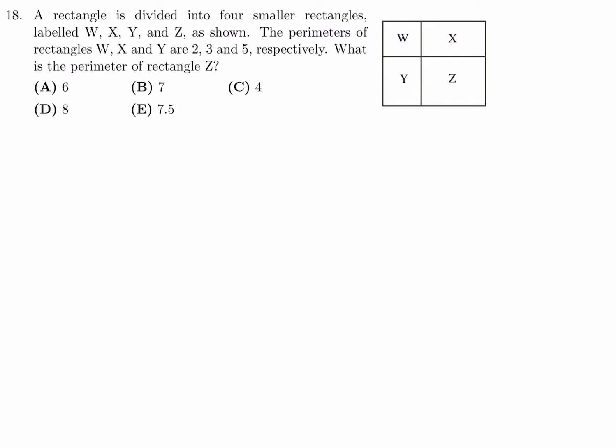A rectangle is divided into 4 smaller rectangles labeled W, X, Y, and Z as shown. The perimeters of the rectangles W, X, Y are 2, 3, and 5 respectively. What is the perimeter of rectangle Z?